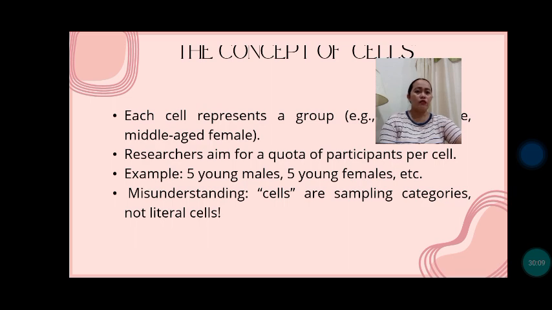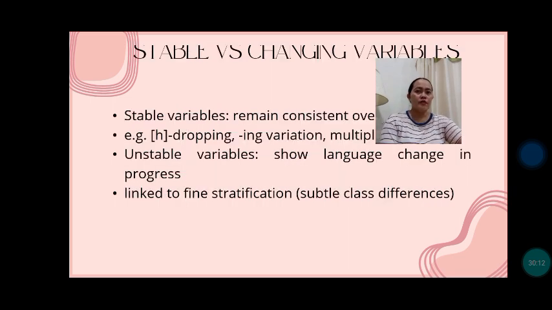So next, stable versus changing variables. Linguistic features can be stable or changing. Stable variables stay consistent over time, like the H-dropping variation and multiple negation. Unstable variables show language change in progress, where new forms spread gradually through a community. These changing variables reflect fine stratification, so smaller, more delicate class differences in speech.